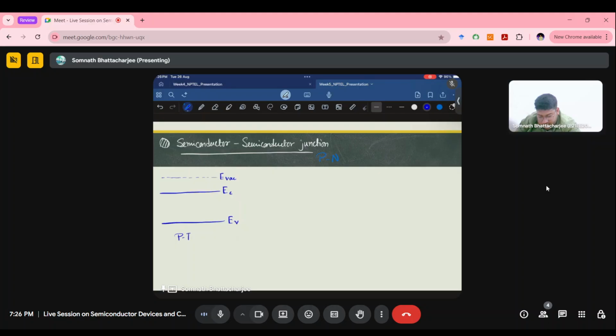If we make this a P type, then the Fermi level would be here. Similarly, let's draw another one. This is also EC, this is also E vacuum, and this is EV. But in this case, the Fermi level would be here. So this is EF for the N type, and this is EF for the P type.